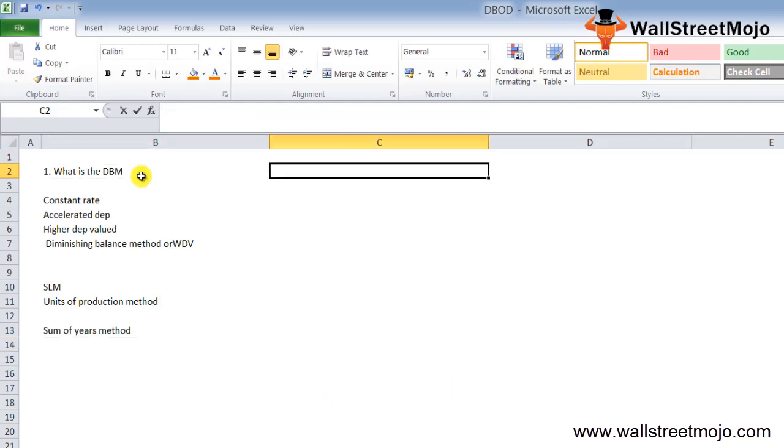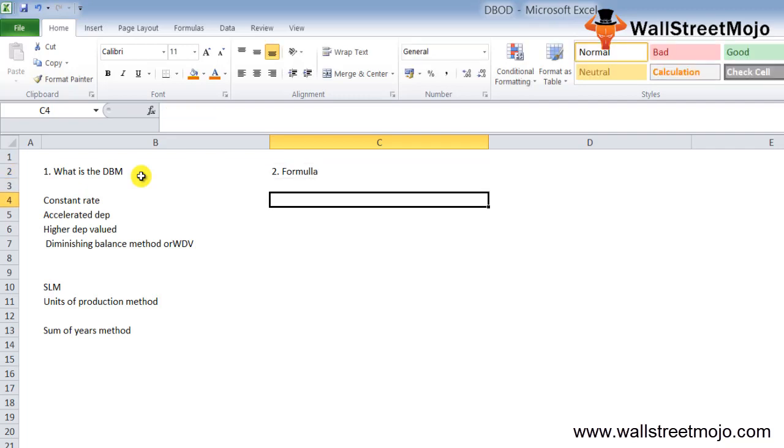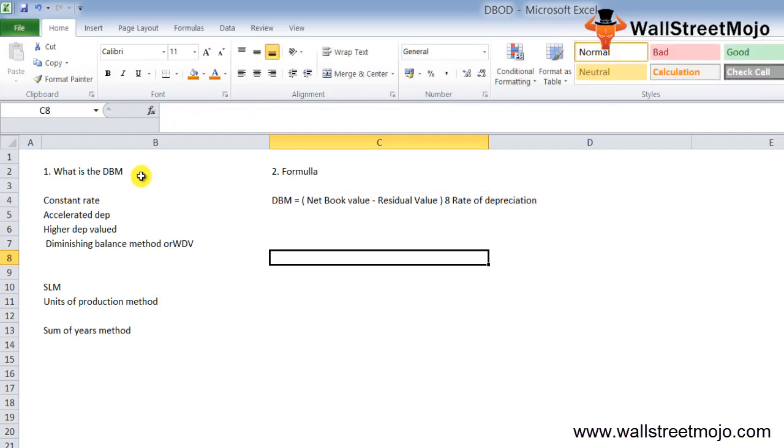Okay. Now, how does the formula portion go here? See, under the declining balance method, the depreciation is computed as the net book value less the residual value, into the rate of depreciation. This is going to be the formula. So the declining balance method's example we'll try and understand. Let's understand the same with the help of an example.